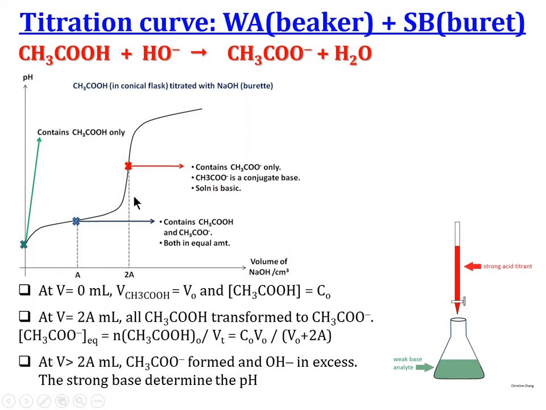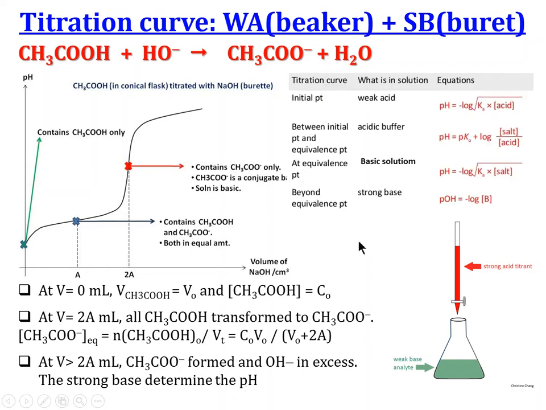At V of base added greater than 2A, we will have the acetate formed at equivalence plus the OH- which is in excess. So we will have a mixture of two bases. But since OH- is a stronger base than acetate, the OH- will determine the pH of the final solution. Now we have to calculate the pH formula in each domain of addition of base.